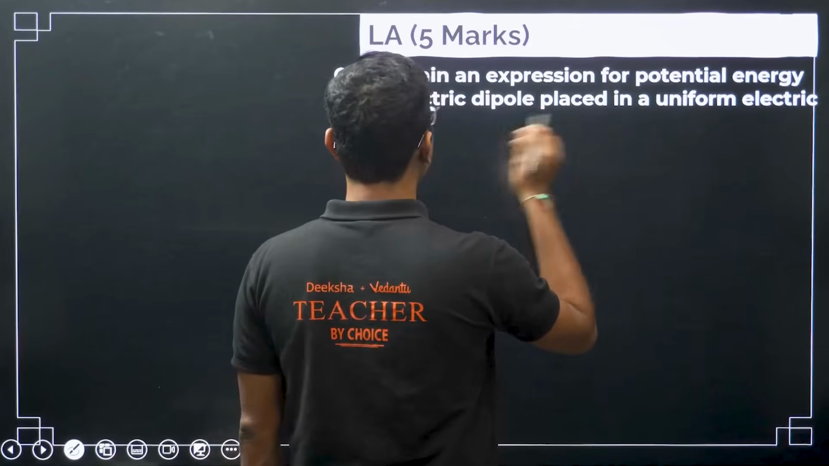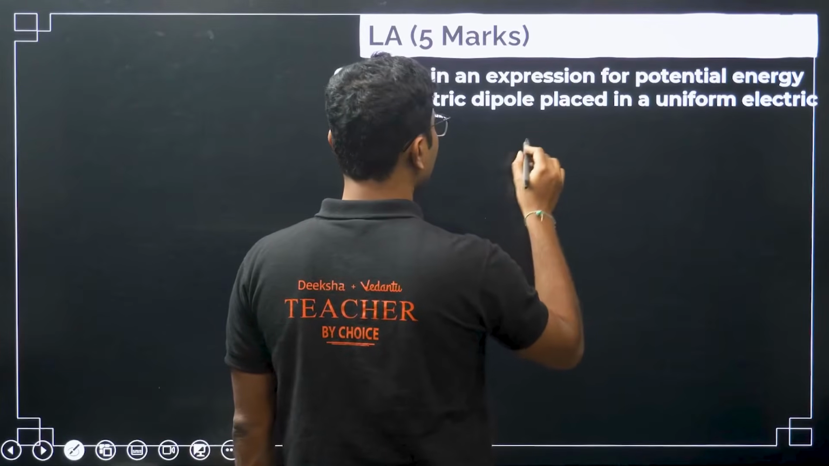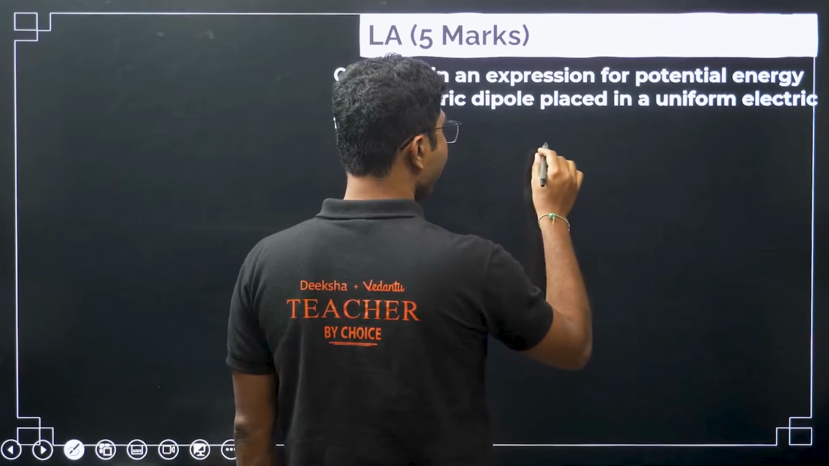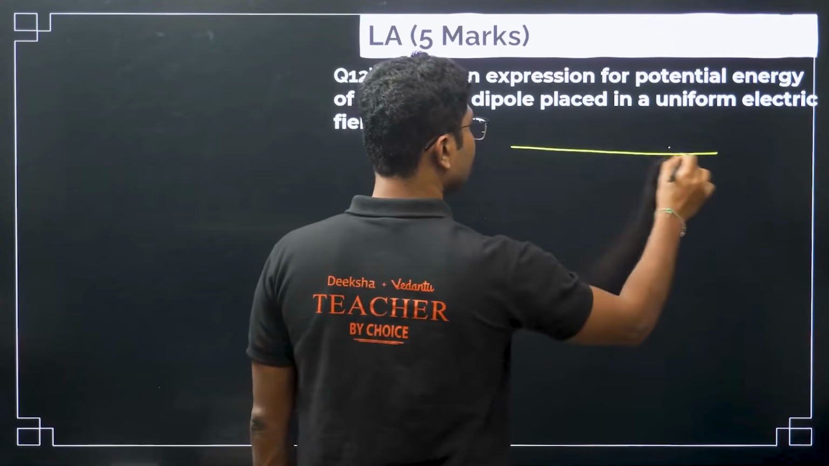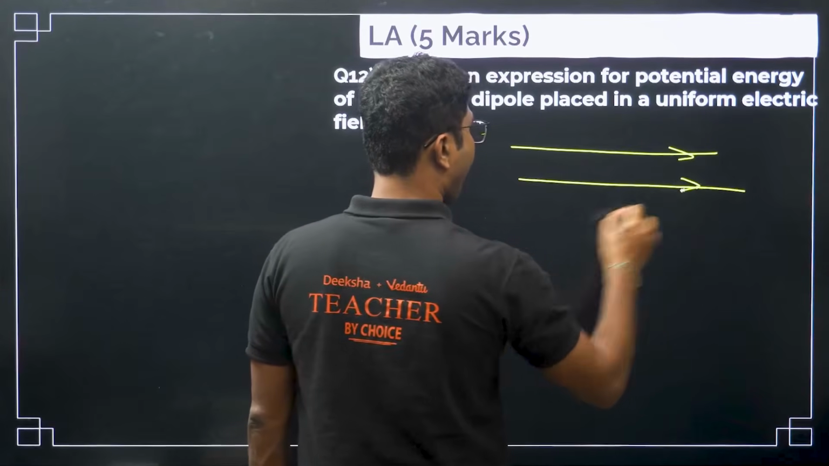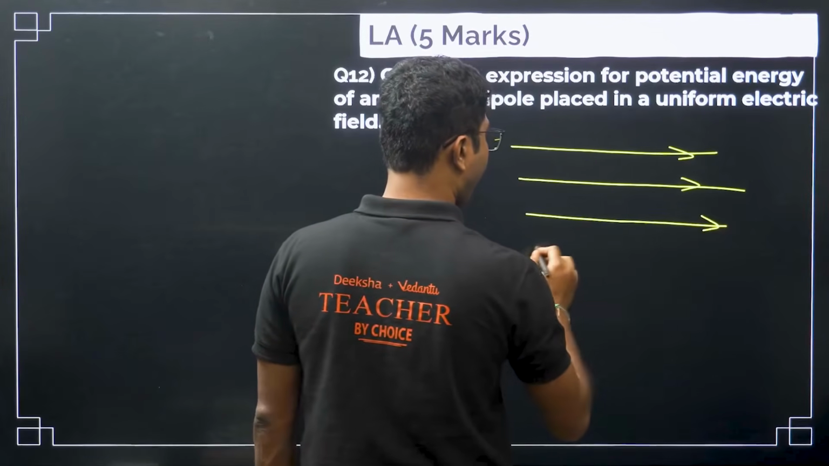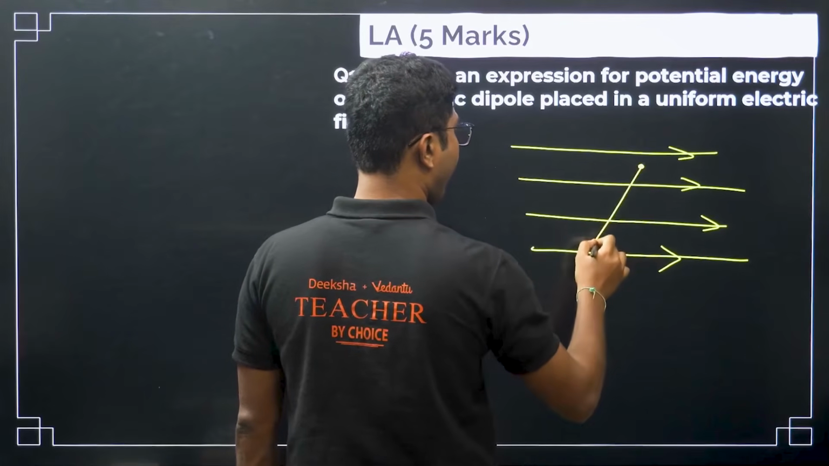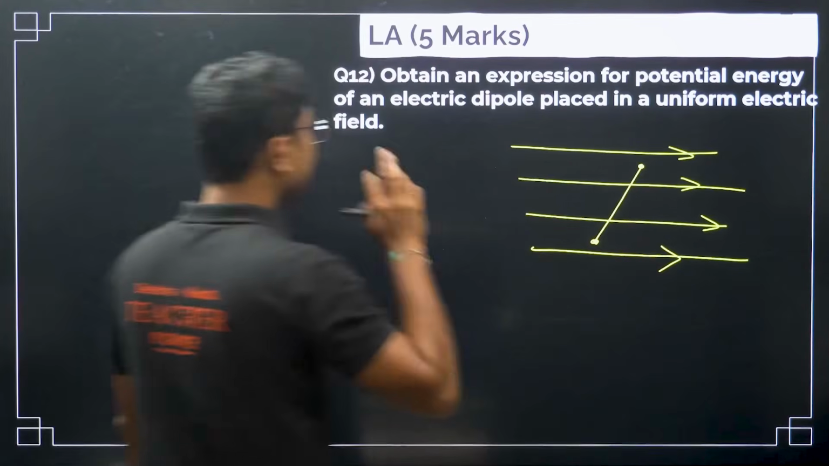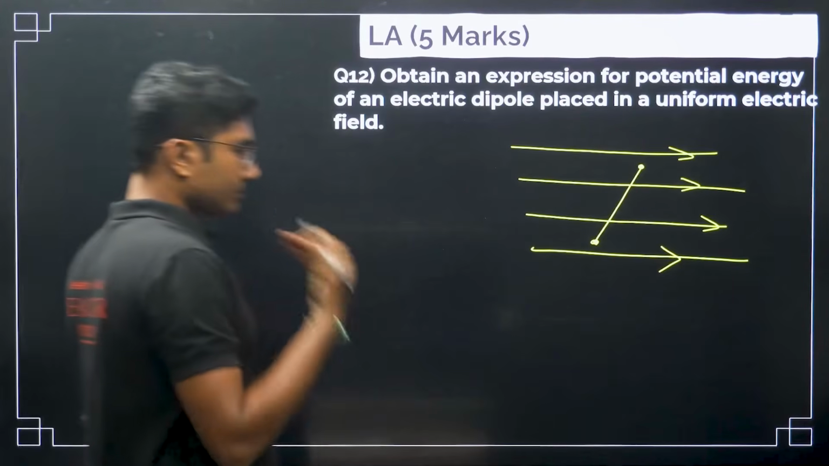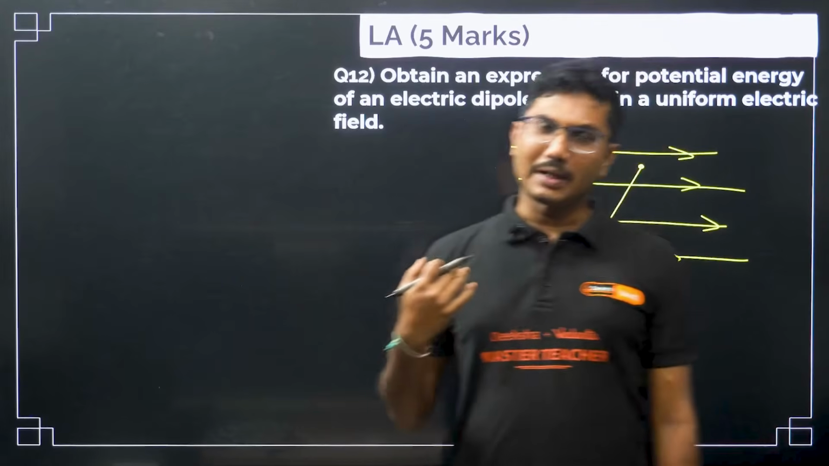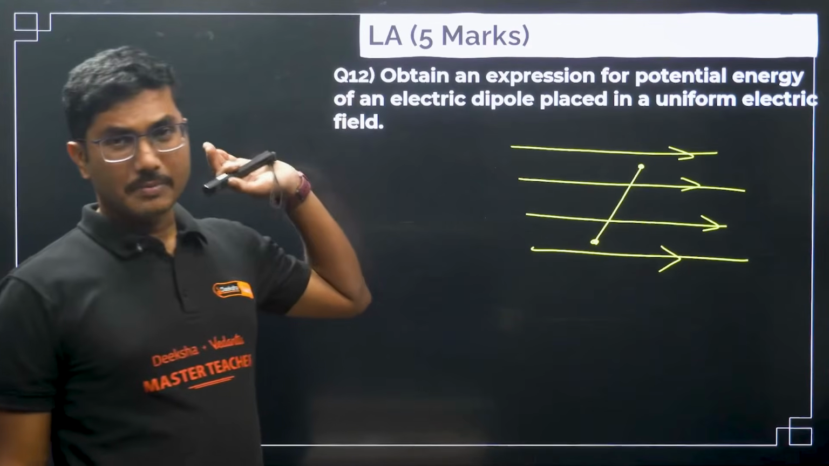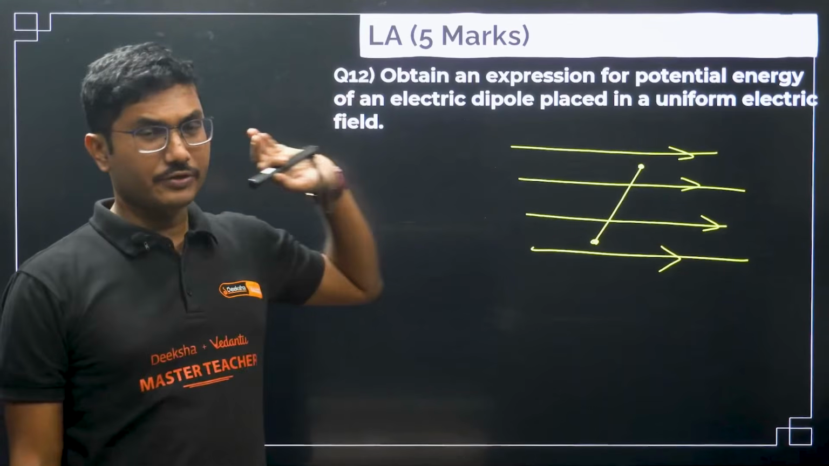We have an electric dipole. This is also a 3-marker question. You can consider this to be a 3-marker question or part of a 3-marker question. This is also not a 5-marker question, but part of a 5-marker question or 3-marker question.